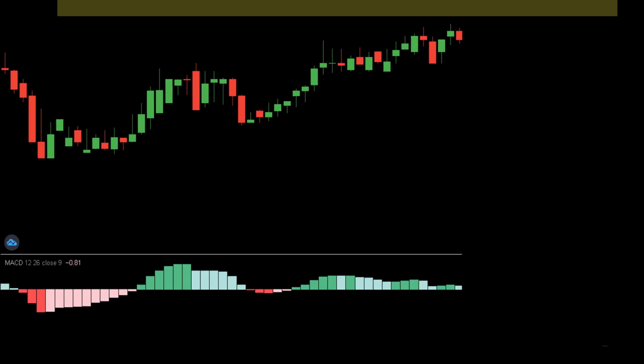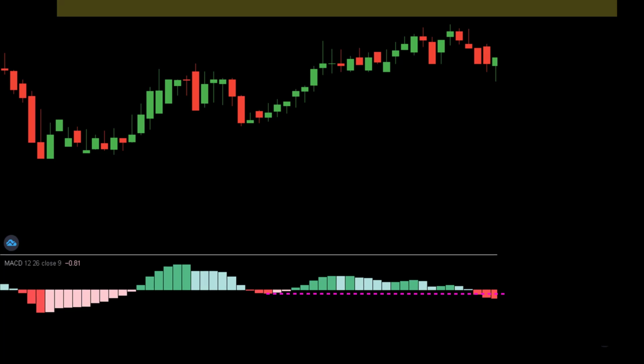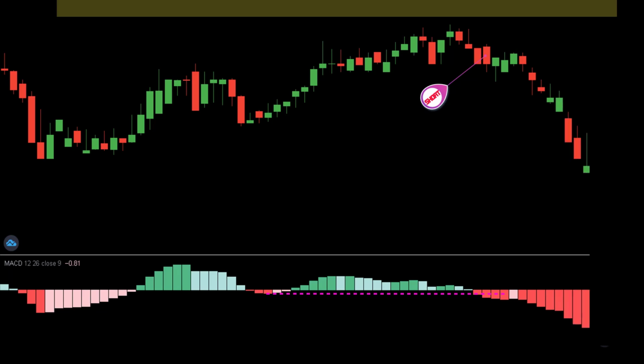For the entry technique, we need to identify the lowest point between the two MACD peaks. Here are the two peaks, and this is the lowest point between them. We draw a straight line starting from this low. Then we wait for the MACD histogram to break above this line. This histogram bar breaks the line, so we enter a short position on the corresponding candlestick. As you can see, the price dropped sharply after the entry.